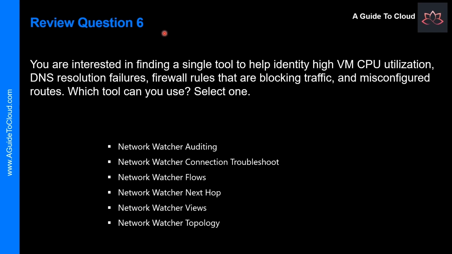Question number 6. You are interested in finding a single tool to help identify high VM CPU utilization, DNS resolution failures, firewall rules that are blocking traffic, and misconfigured routes. Which tool can you use? The correct tool is Network Watcher Connection Troubleshoot. Azure Network Watcher Connection Troubleshoot is a more recent addition to the Network Watcher suite of networking tools and capabilities. Connection Troubleshoot enables you to troubleshoot network performance and connectivity issues in Azure.